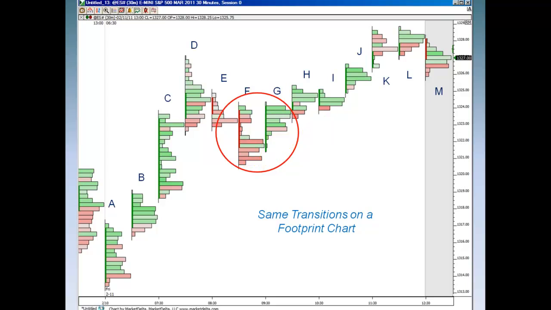Now let's take a look at the last transition up here and see how it manifests itself in the footprint pattern or in the profile pattern.